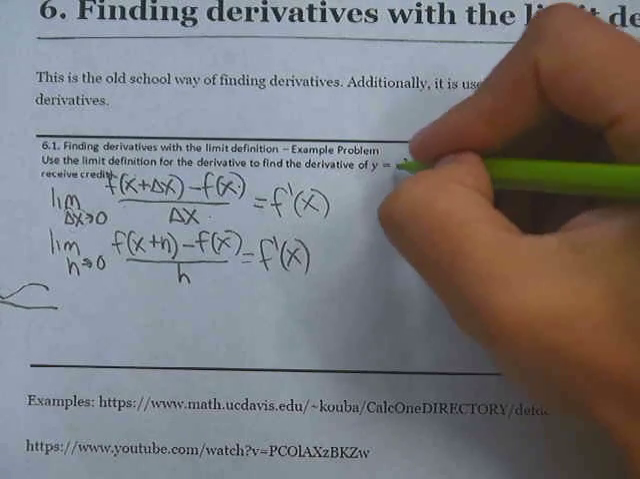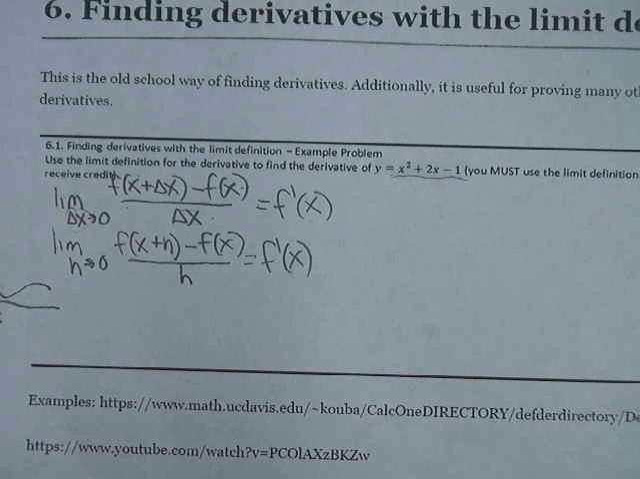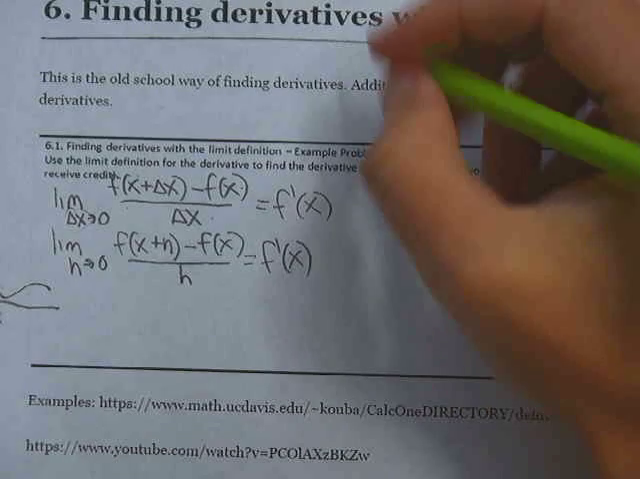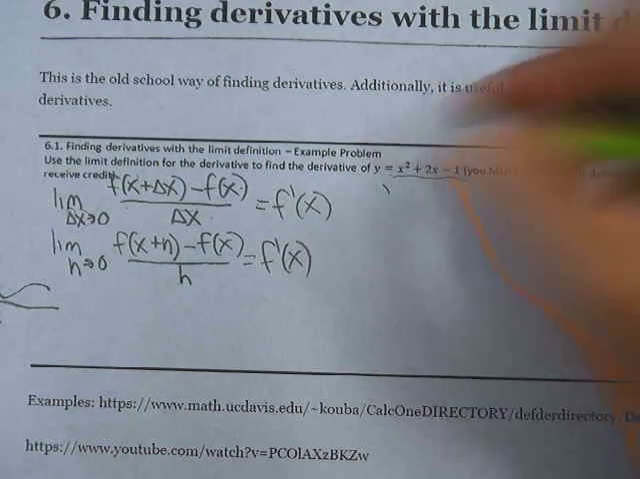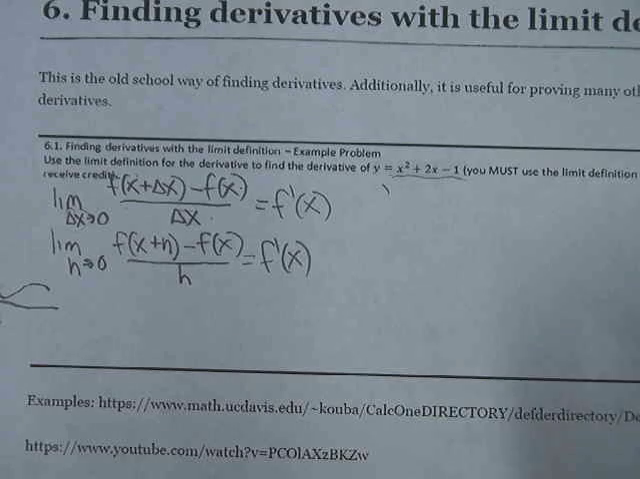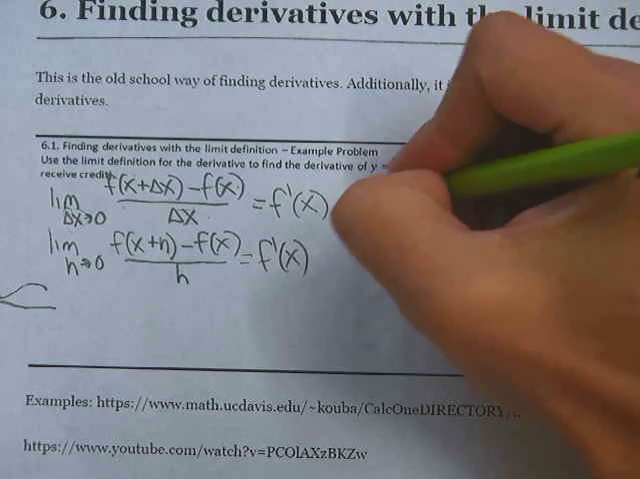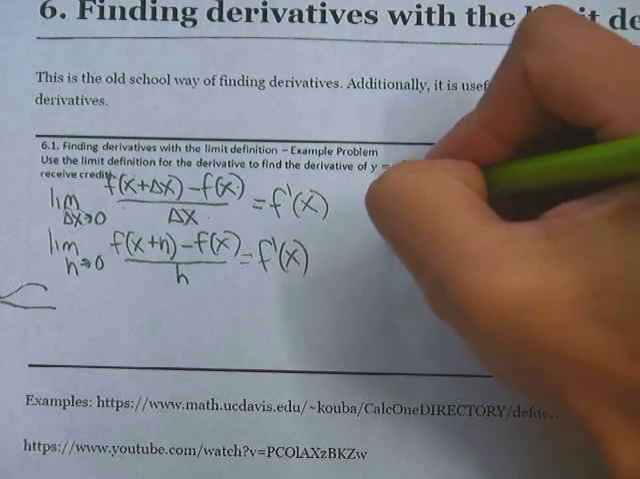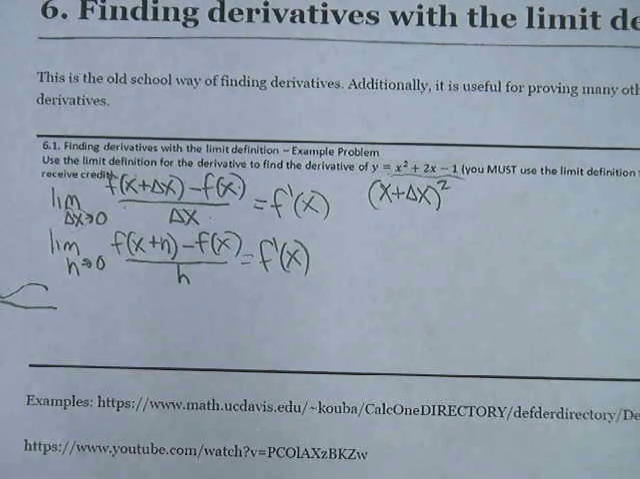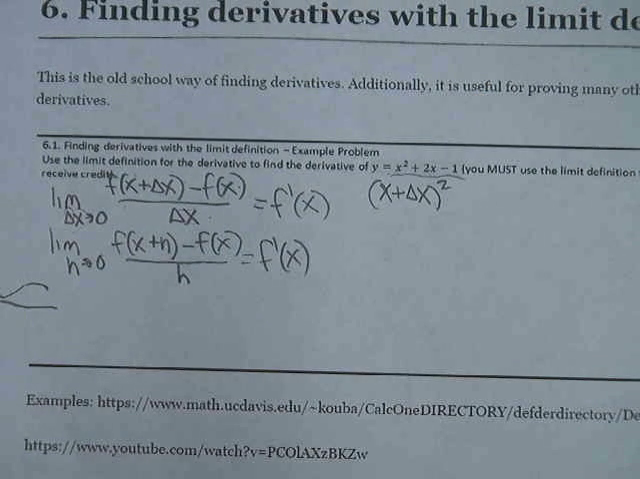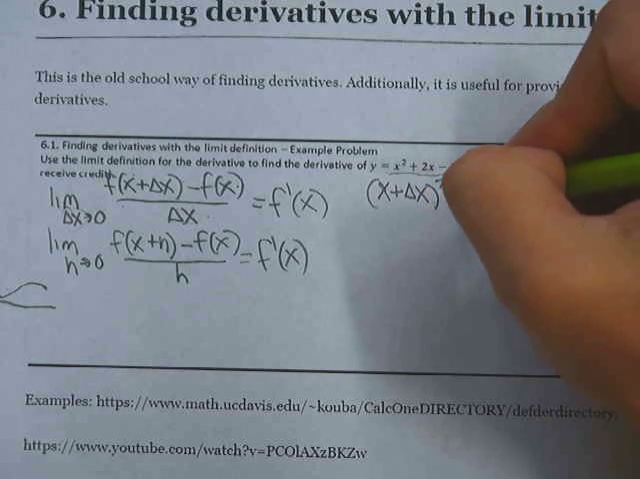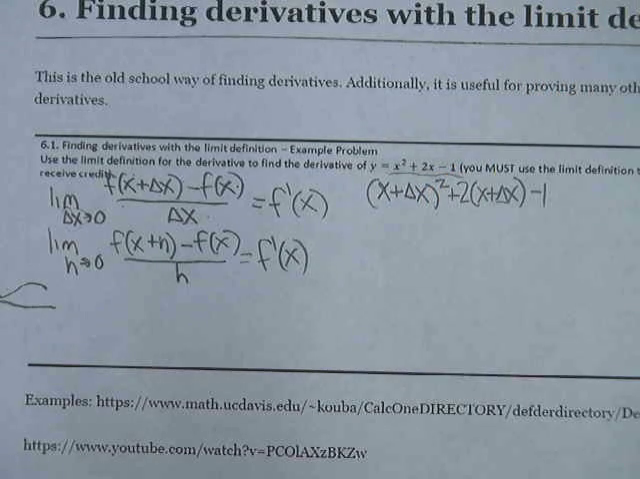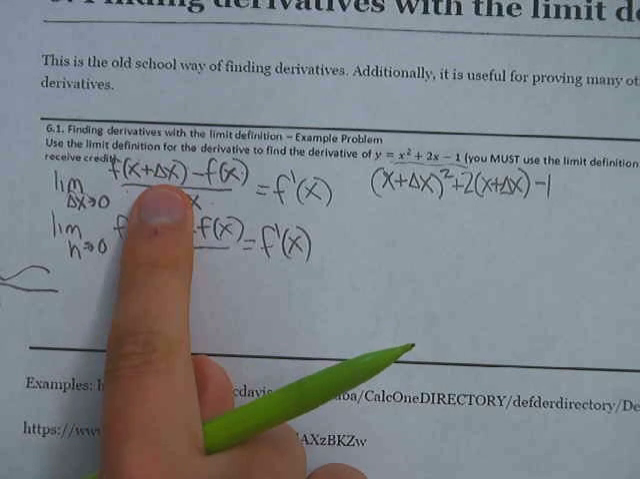So our function is x squared plus 2x minus 1. And f of x plus delta x means everywhere there's an x, we plug in an x plus delta x. So we're going to get x plus delta x squared. And I'm going to use this equation. It really doesn't matter which one I use, they're the same. Plus 2 times x plus delta x minus 1. That's f of x plus delta x.